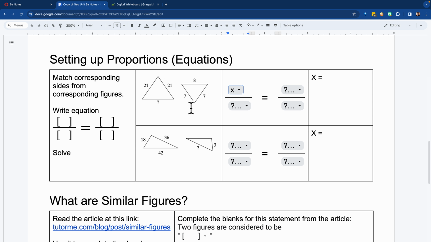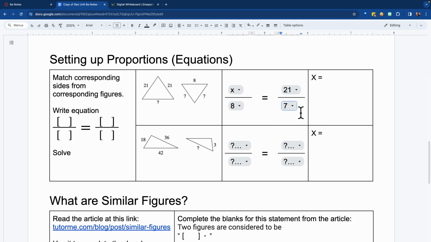So right here, where it says 7 and 7, I know that the 7s go with the 21s. That means the question mark goes with the 8. So I'm going to have x go with the 8. And the x was on this bigger triangle with the 21s. So on the top then is bigger triangles. And that'll be 21 over 7, because the 21s and the 7s go together.